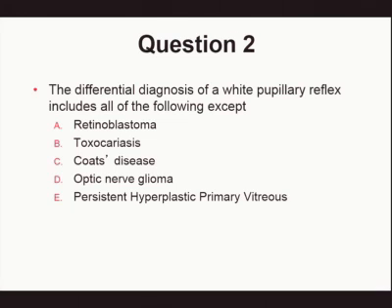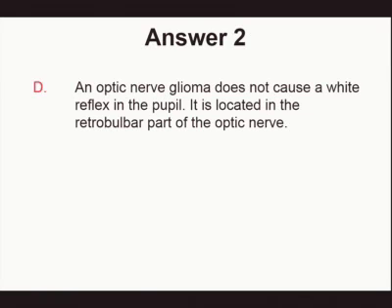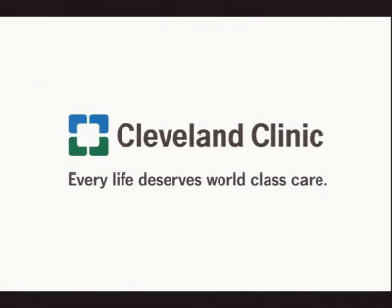Very good, an optic nerve glioma. The lesion is retrobulbar to the optic nerve, and so it's not going to show up in the eye, so that won't affect the white reflex. And that's it.